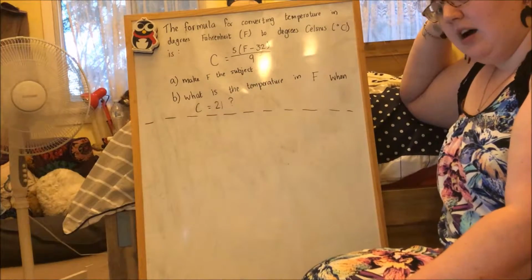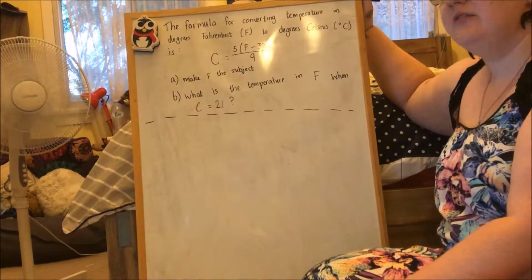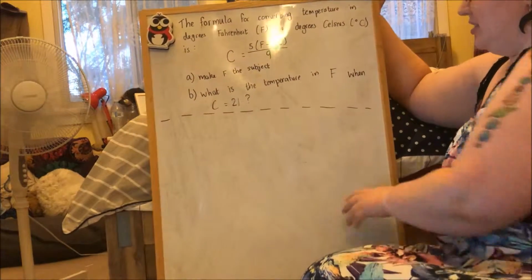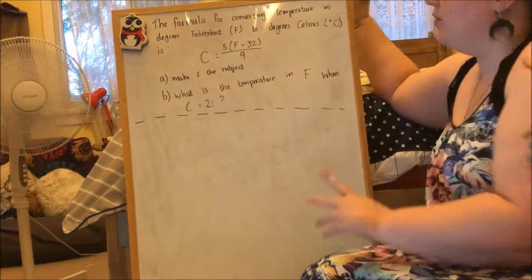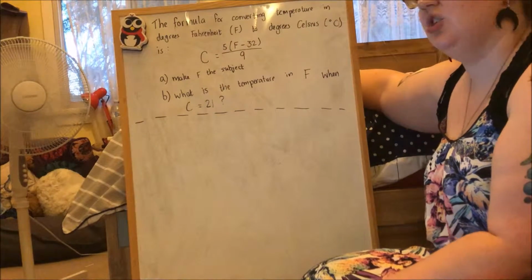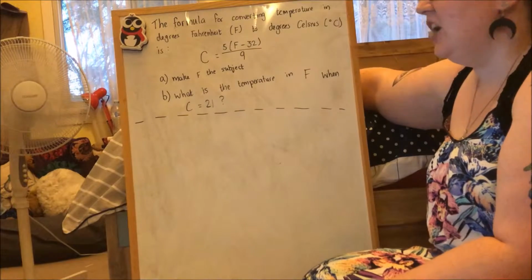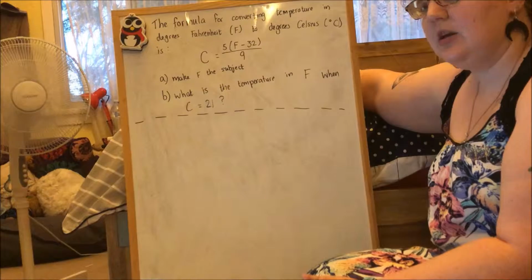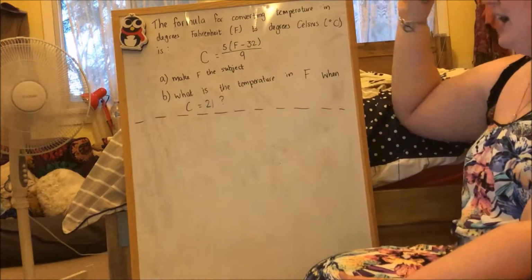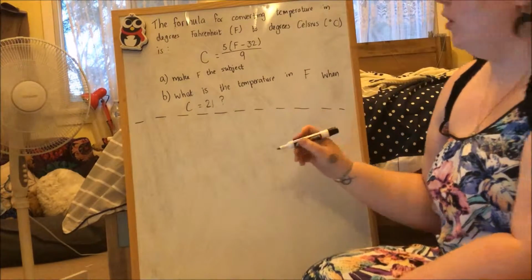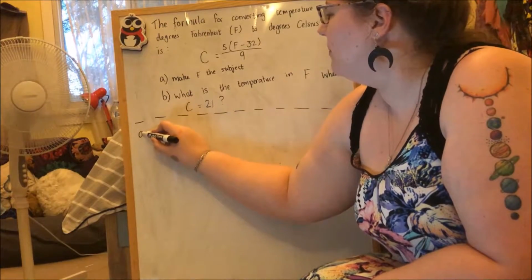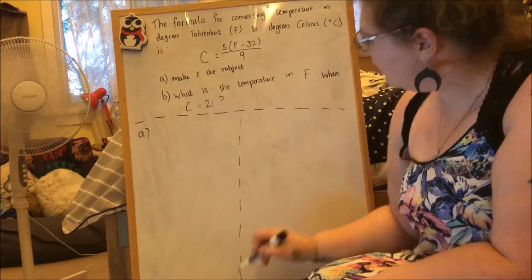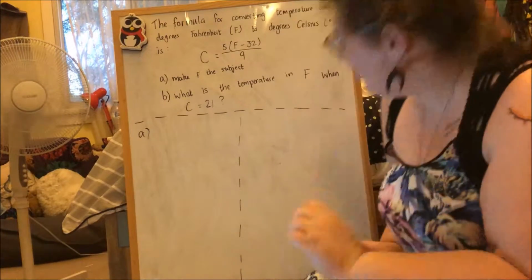So our maths question: the formula for converting temperature in degrees Fahrenheit, which is an F, to degrees Celsius, which is a C, is C equals 5 times (F take 32) all over 9. First thing it wants you to do is make F the subject of the equation, because right now it's C. The second thing it wants you to do is find the temperature in Fahrenheit when C is equal to 21. So that's easy, we've done that before. So let's look at our question A.